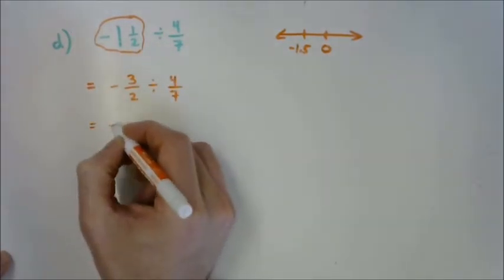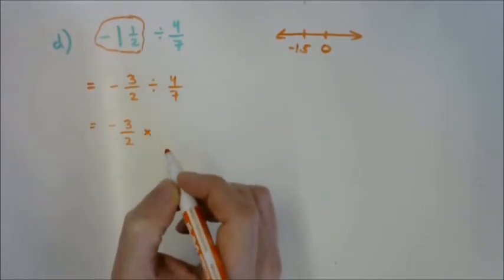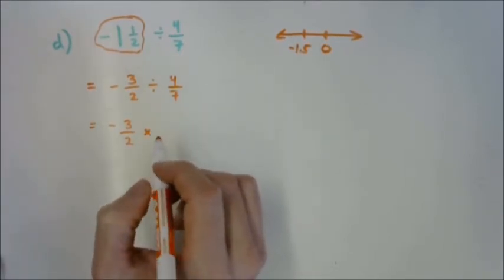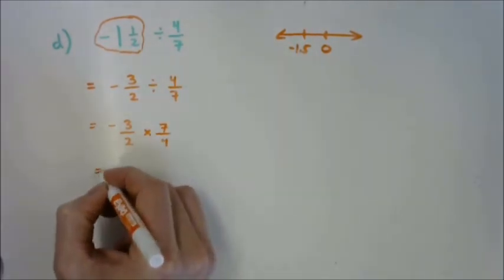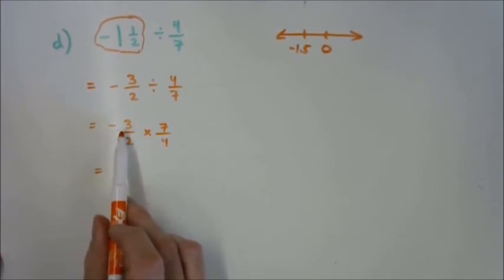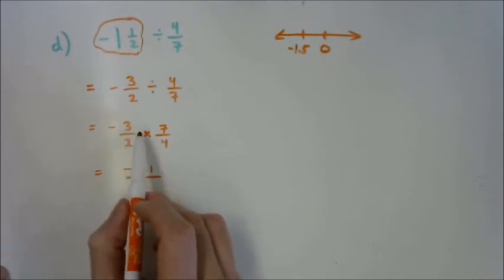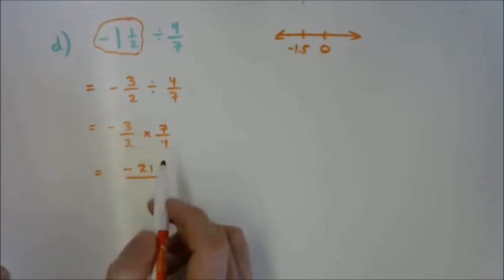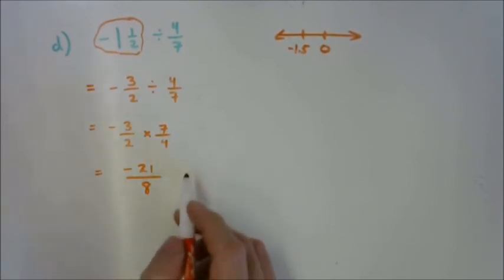Next step. Improper math terminology would be multiply by the reciprocal. And then again, you can leave that negative sign out front, or you can, in your mind, attach it to the 3. That's what I like to do. The top, -3 times 7 is 21. 2 times 4 is 8. And can we reduce that? No, we can't. So you can leave your answer like that.